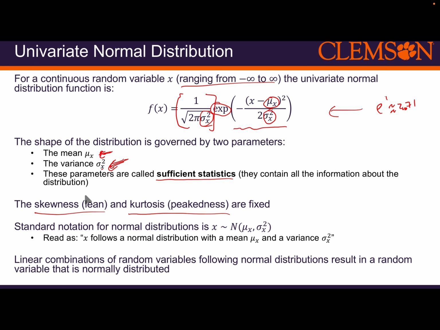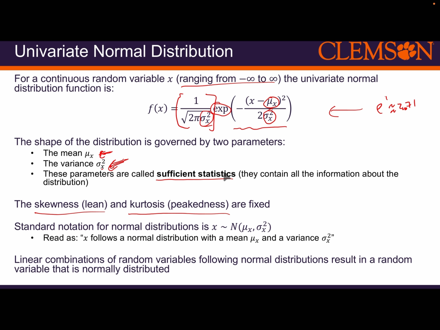Now the standard notation is x tilde, identically and independently distributed as a normal distribution with a mean and variance put in parentheses, or you can just say x follows the normal distribution with a mean mu x and a variance sigma squared x.